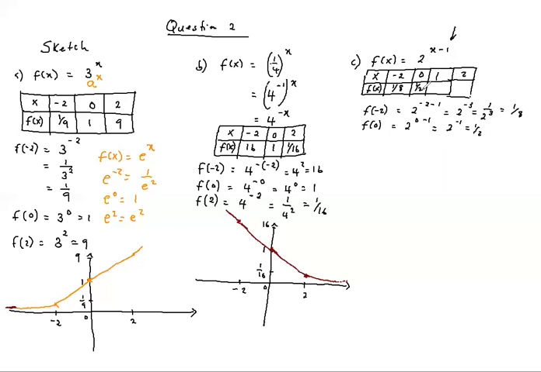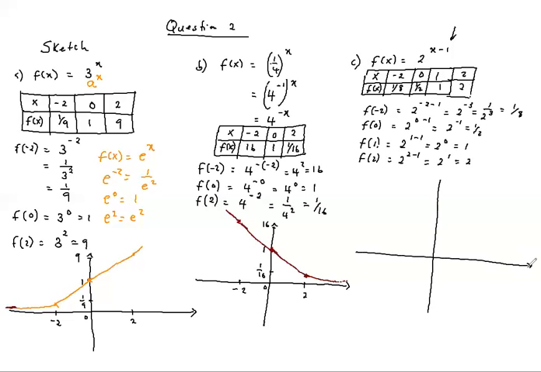Now this point is very important because it is the y-intercept, so you cannot skip the 0. Then f of 1, you get 2 to the power of 1 minus 1, which is 2 to the 0, which is 1. And then f of 2, we have 2 to the power of 2 minus 1, which is 2 to the 1, which is 2. And so we now sketch our graph.